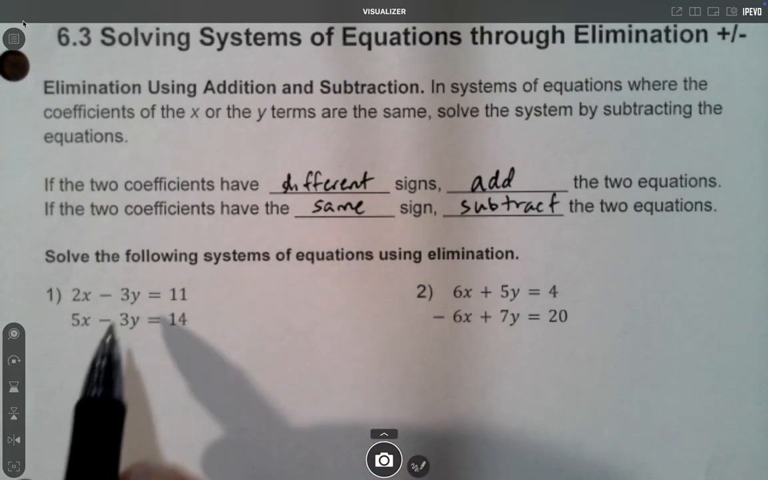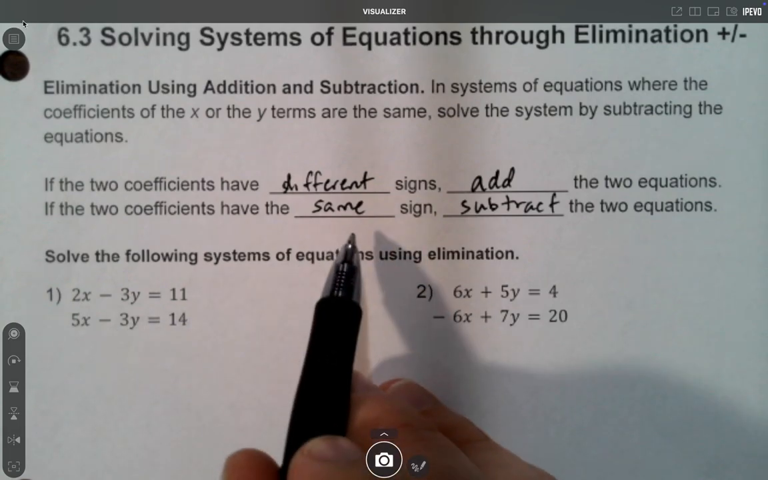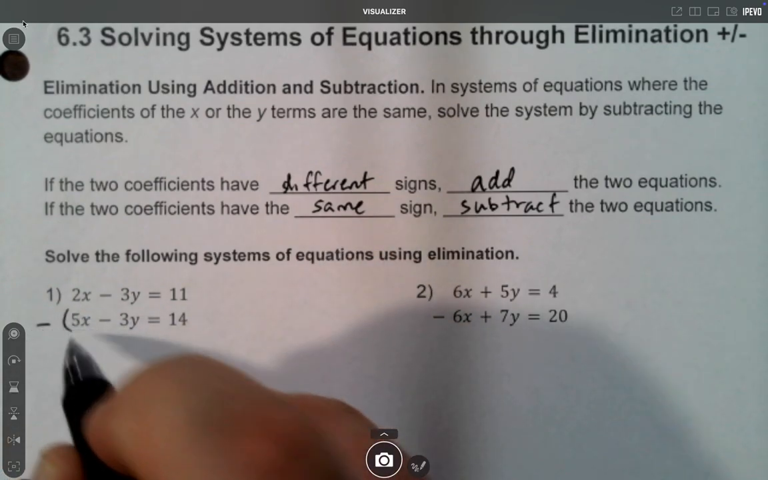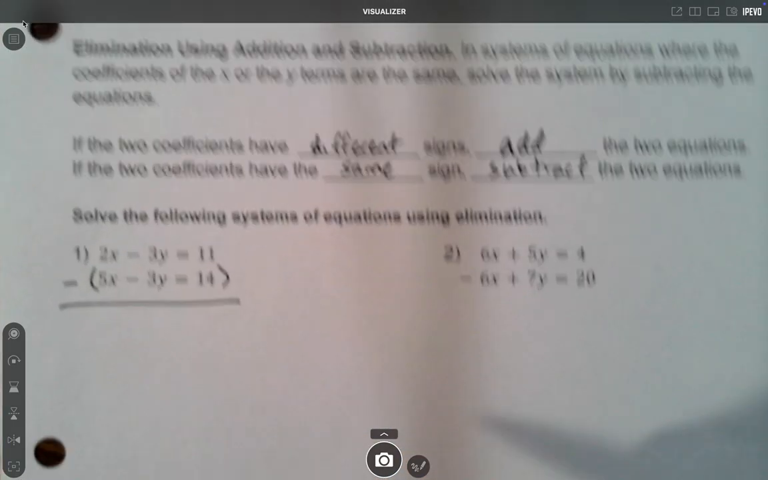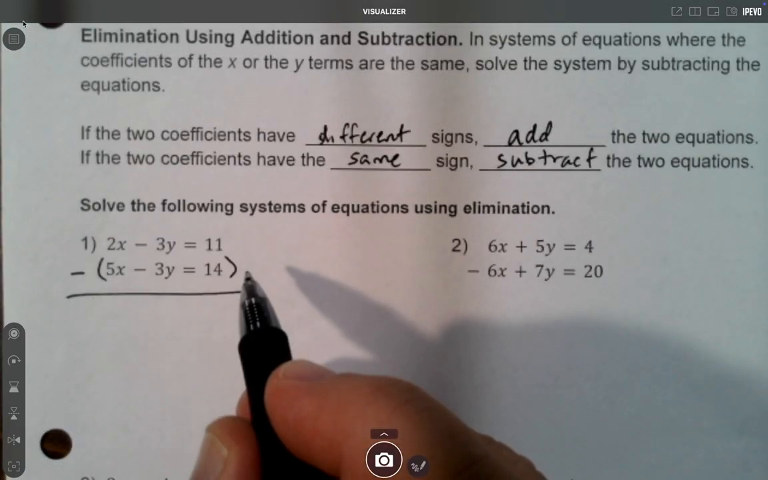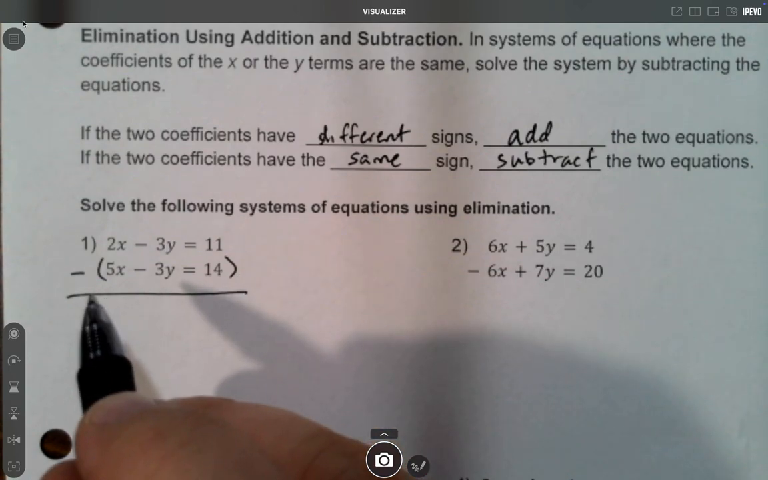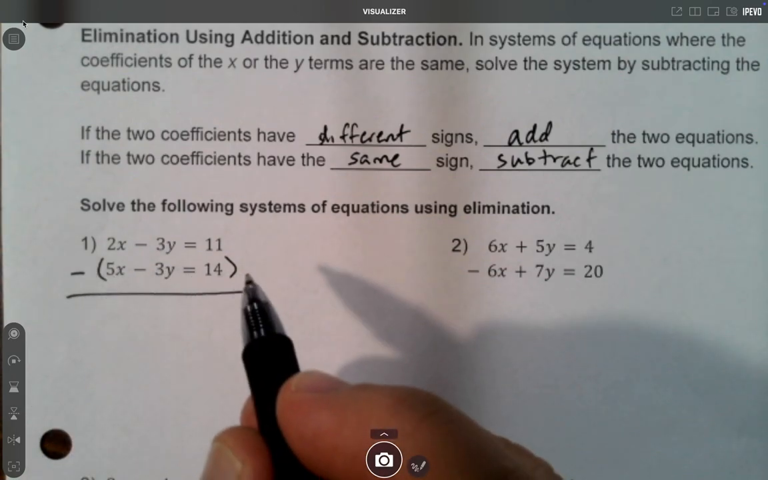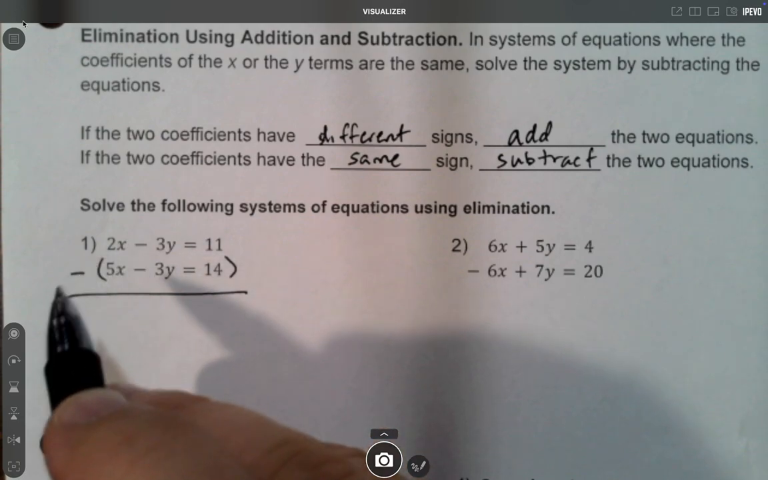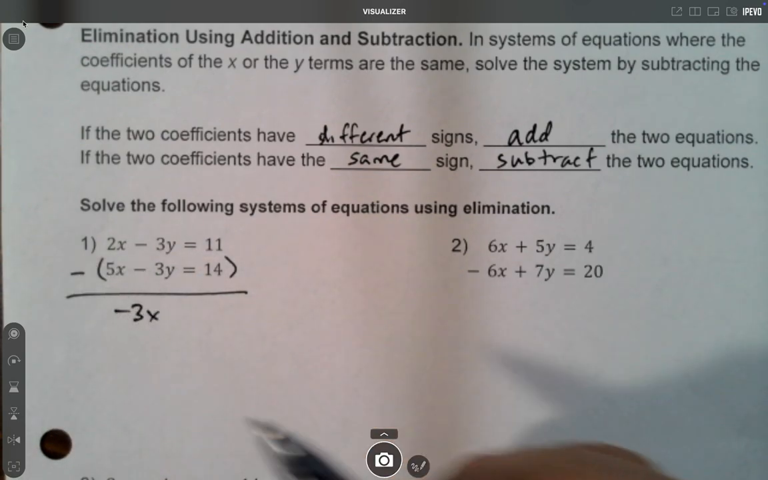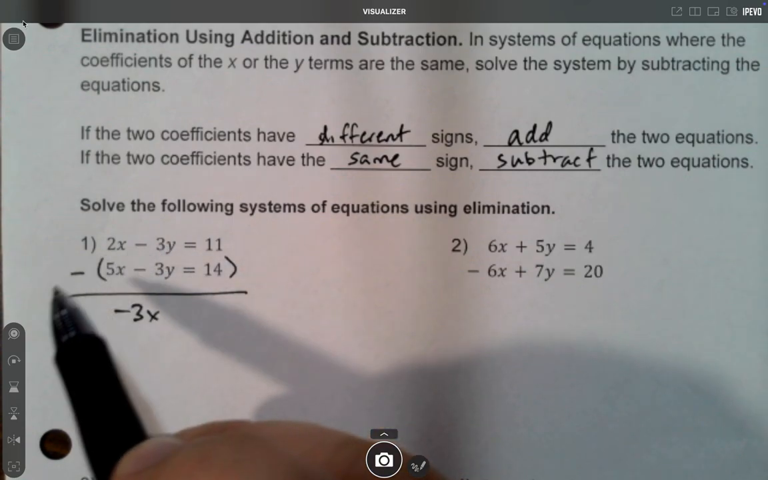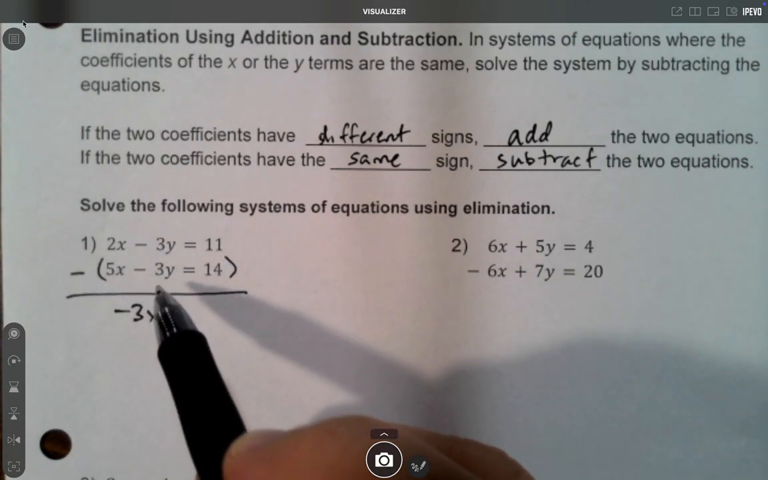So in this case, since negative 3 and negative 3 have the same sign, we will subtract the 2 equations from each other. And the reason I put parentheses around this second equation is to make sure we remember we are subtracting every one of these terms. So it's 2x minus 5x, which is negative 3x. Negative 3 minus a negative 3 is 0.